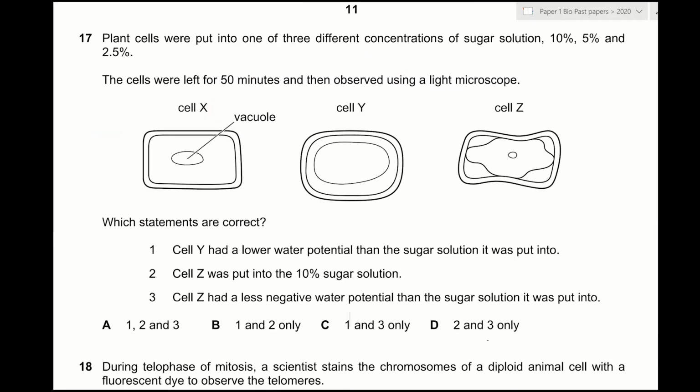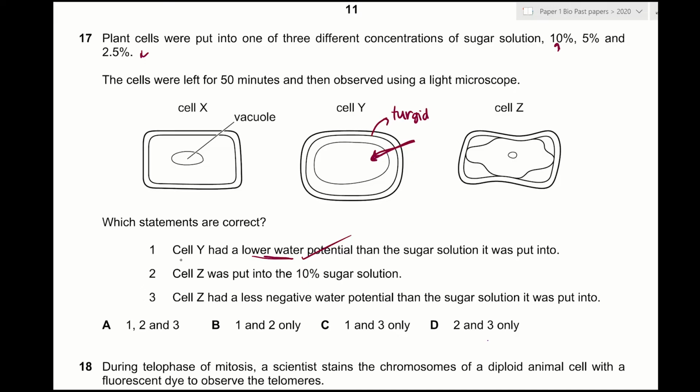Question number 17. Plant cells were put into one of three different concentrations of sugar solution, 10%, 5%, and 2.5%, with 10 being the highest and 2.5 being the lowest. The cells were left for 50 minutes and then observed using a light microscope. Which statements are correct? 1. Cell Y had a lower water potential than the sugar solution it was put into. So let's look at cell Y. Here we could observe that it is a turgid cell. This means that there was a net movement of water into the cell.